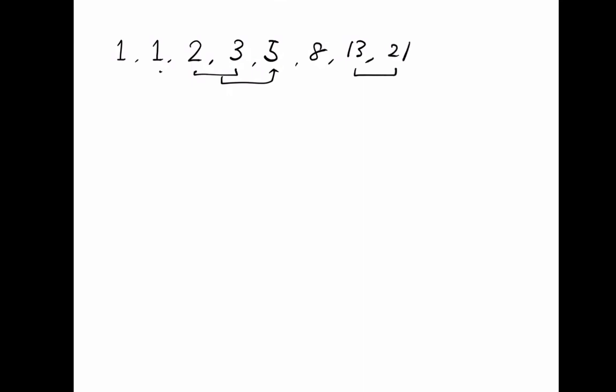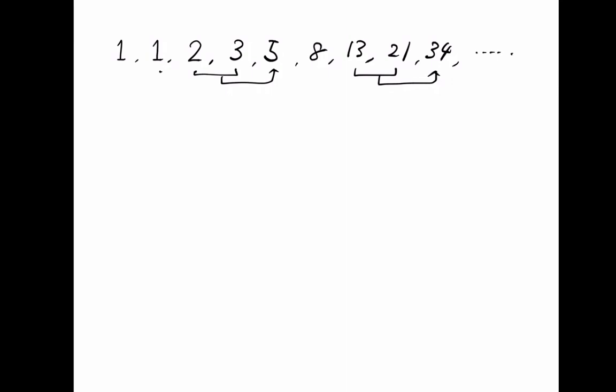Let's do one more example of for loop. Suppose I want to create a sequence by the following rule. The sequence starts with 1 and 1, and I sum these two ones. 1 plus 1 is 2, and then 1 plus 2 is 3, 2 plus 3 is 5, and 3 plus 5 is 8, 5 plus 8 is 13, 8 plus 13 is 21, and 13 plus 21 is 34, and so on.